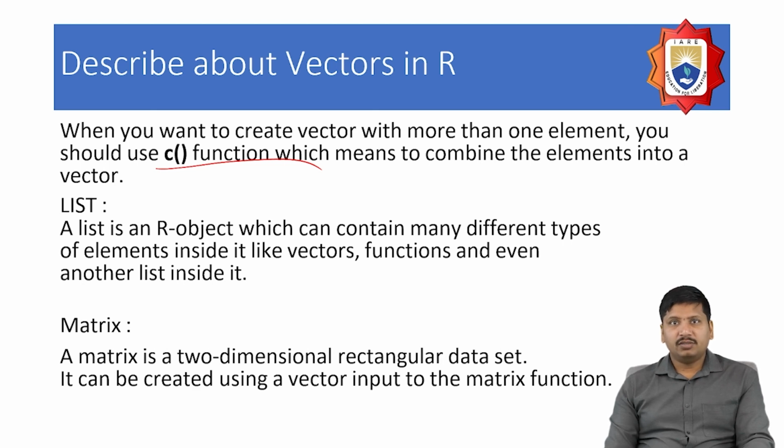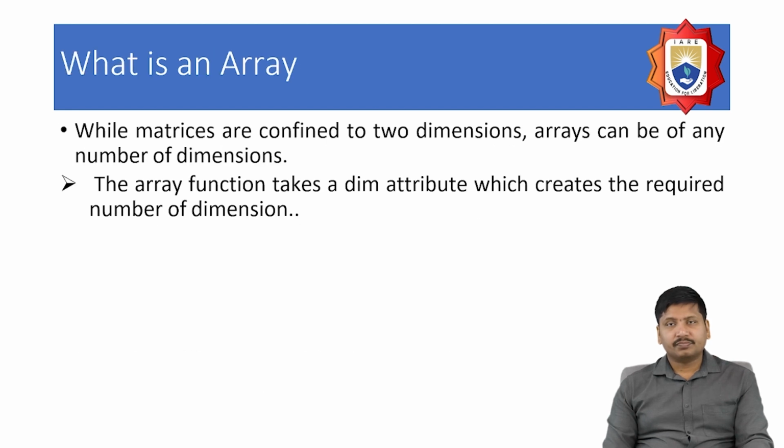So in similar fashion, the vectors are created by making use of the c function. A list is also an R object which has different types of elements inside it, like vectors, functions, and even other lists as well. And a matrix is a two-dimensional rectangular data set, which can be created by using a vector input to the matrix function. And the next question is, what is an array?